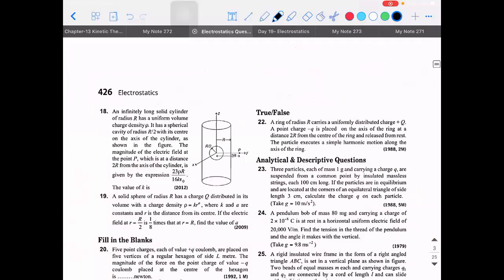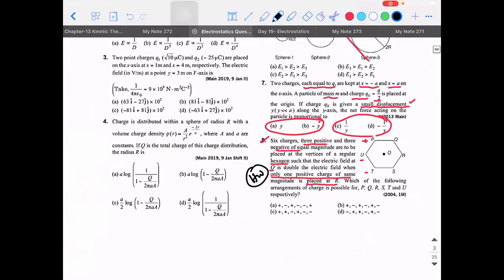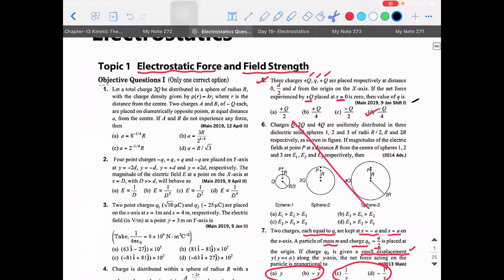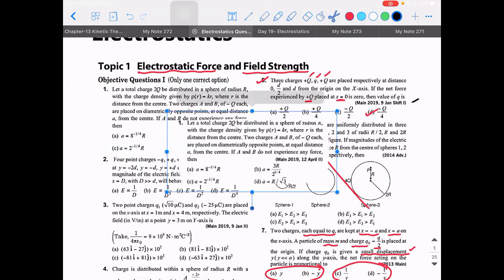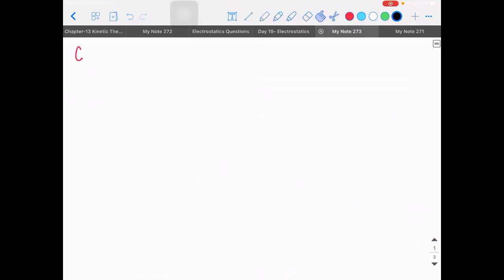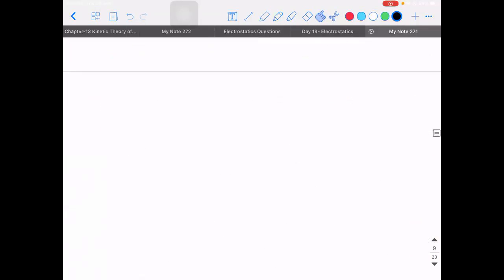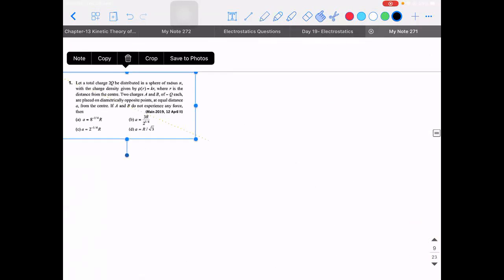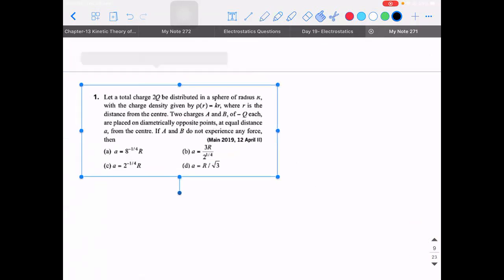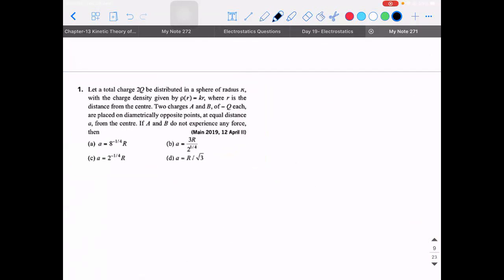So in the electrostatics questions, the first one is there, right? This is actually a concept which is based on Gauss law only. I want everybody to read this and try this. Did I send this paper to you guys? Yes, sir. So read the question, okay?